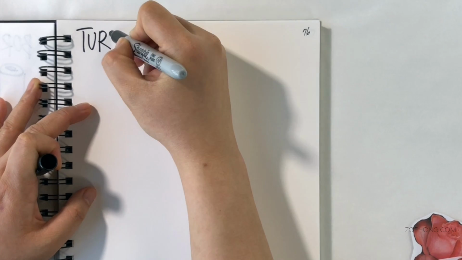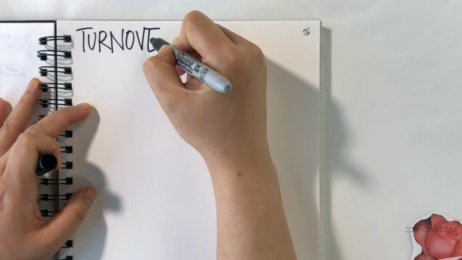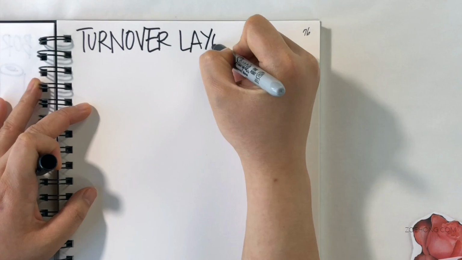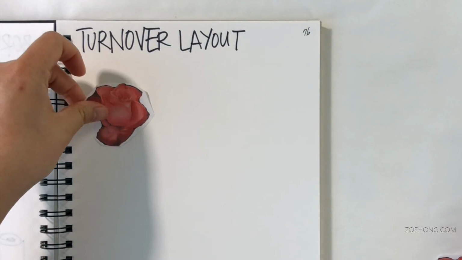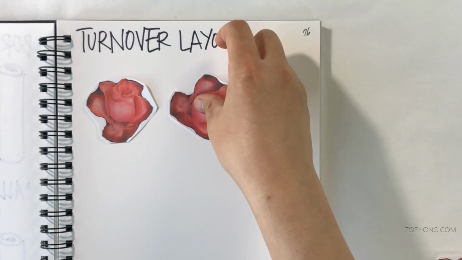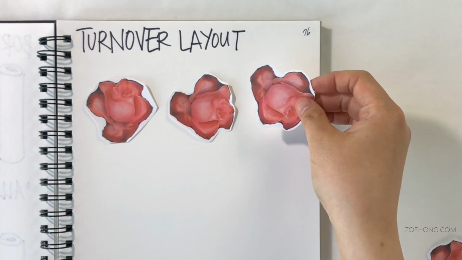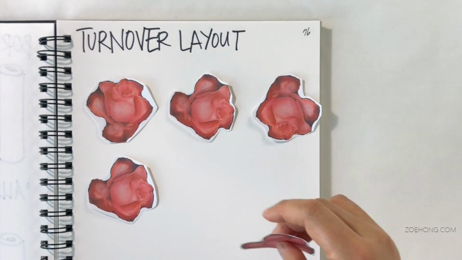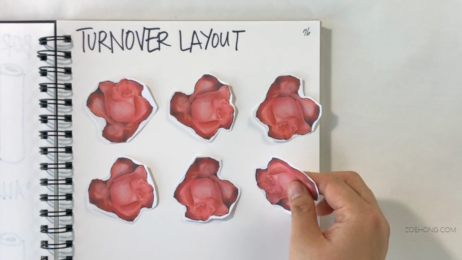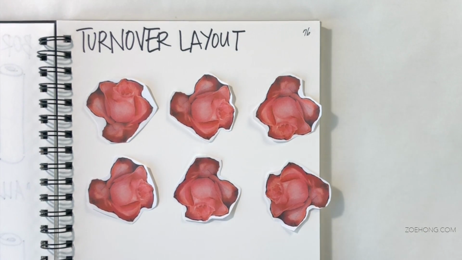Turnover layouts are when you take your element and you can have a block repeat, but you turn the element over with every repeat. Like you see I'm doing with the roses, 90 degrees, 90 degrees, 90 degrees.